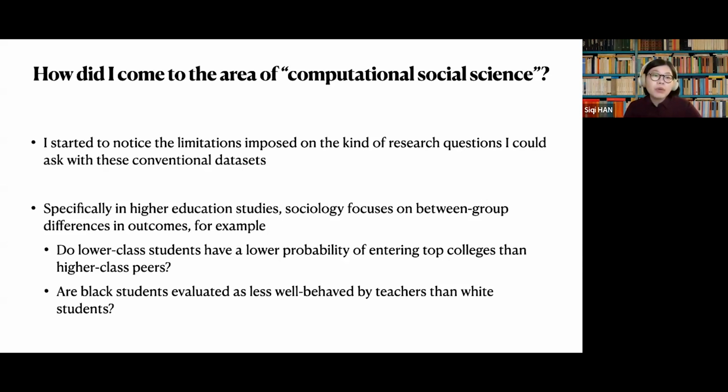So what are some traditional classic questions that were asked in sociology of education? Here I listed two of them. Do lower class students have a lower probability of entering top colleges compared to higher class peers? Another one is about behavior differences and the feedback that they get from teachers. For example, are Black students evaluated as less well-behaved by teachers than white students? And if so, what are the negative consequences? You can see that both questions are really about between group outcome differences, right?